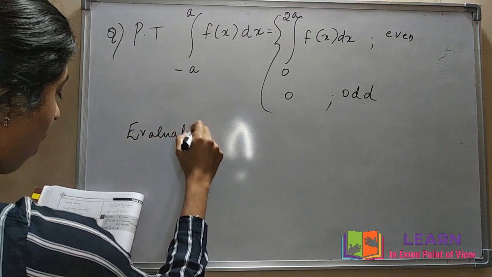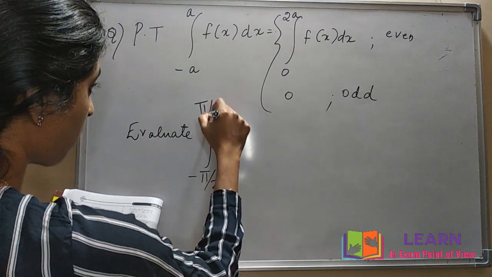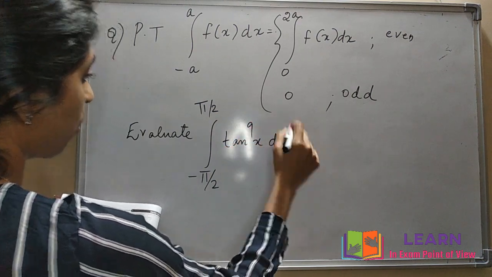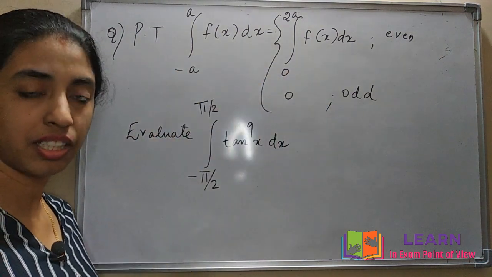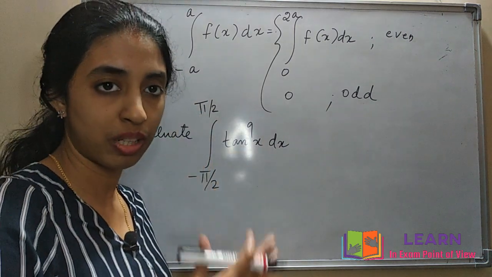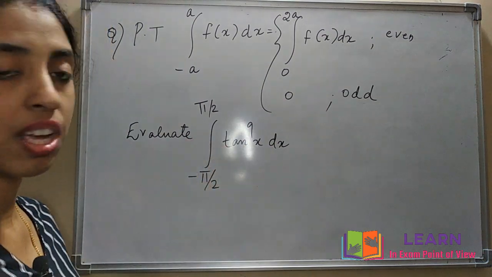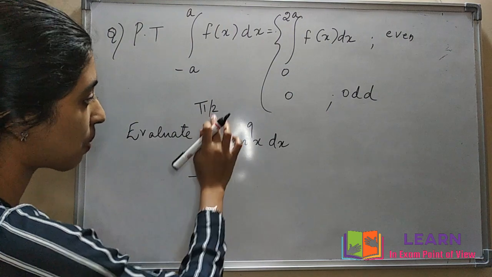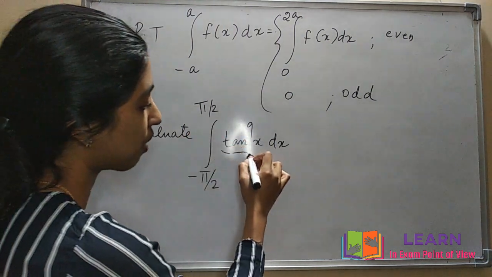The question is to evaluate the integral from minus pi by 2 to pi by 2 of tan raised to 9x dx. The proof we already did in the last videos. If you want to check the properties in two sections, we have done them. Relating to this question, from minus a to a, that is here minus pi by 2 to pi by 2, we have tan raised to 9x dx. So this is f of x.